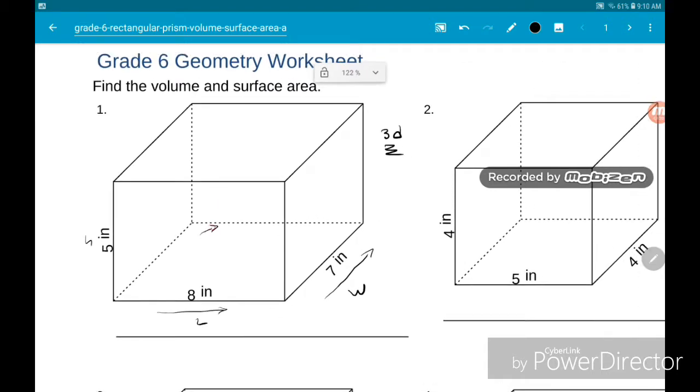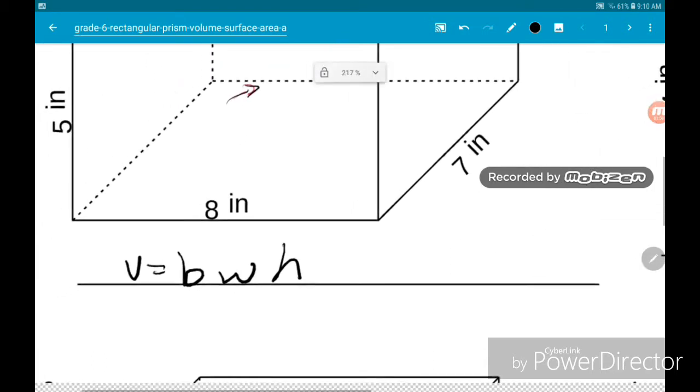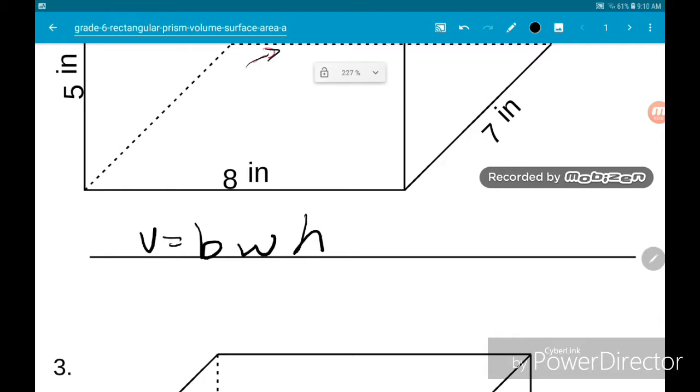The first thing we're going to do is find the volume. The volume is the easiest. This is called a rectangular prism, a fancy term for a box. And the equation for the volume is very simple. It's base times width times height. That's the equation for the volume of a rectangular prism.